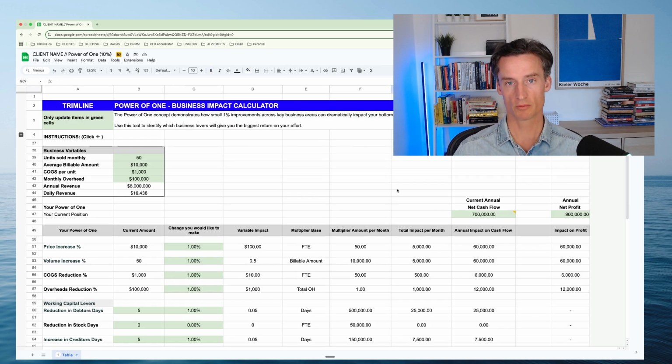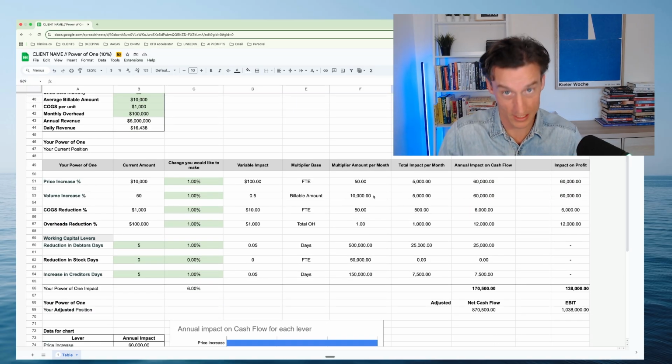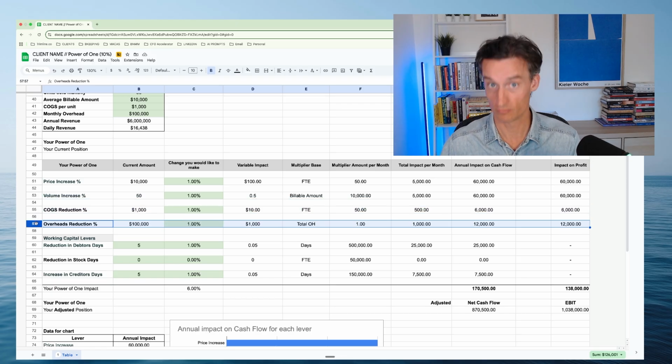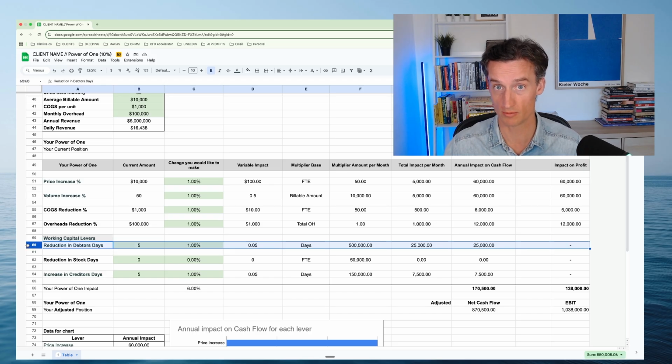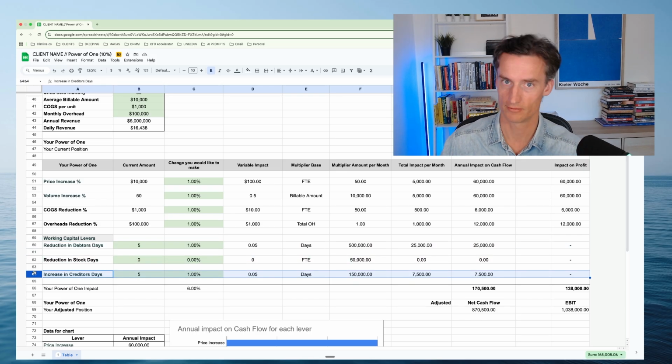Awesome. Hopefully this helps put into perspective some of the levers you can pull to improve your cash flow. There's not that many, right? Price increase, volume increase, cost of sales reduction, reducing your overhead and your other costs, and then on your balance sheet or your working capital, reduce your aged receivables, so chase your money quicker, reduce your stock days if you have products, and then increase your creditor days, which you can try, but obviously you want to have a good supplier relationship.